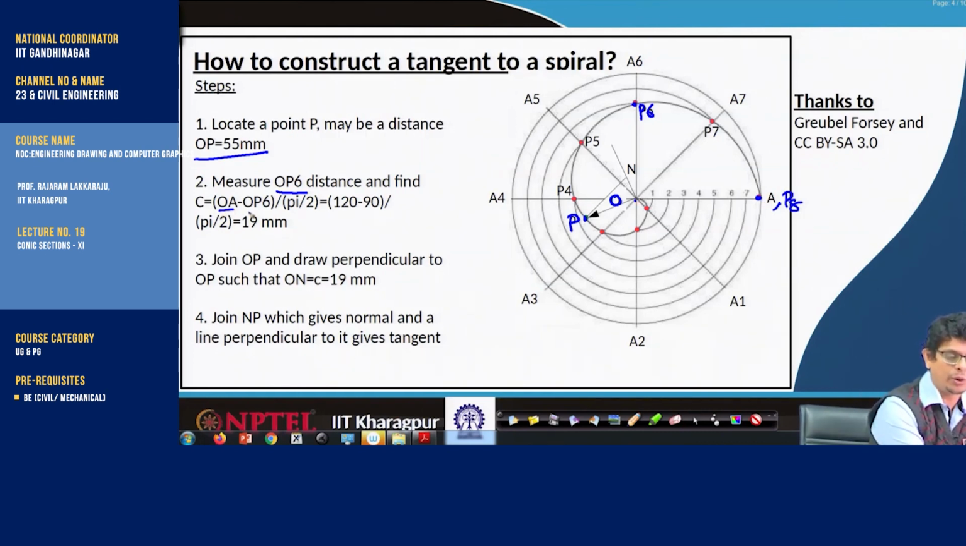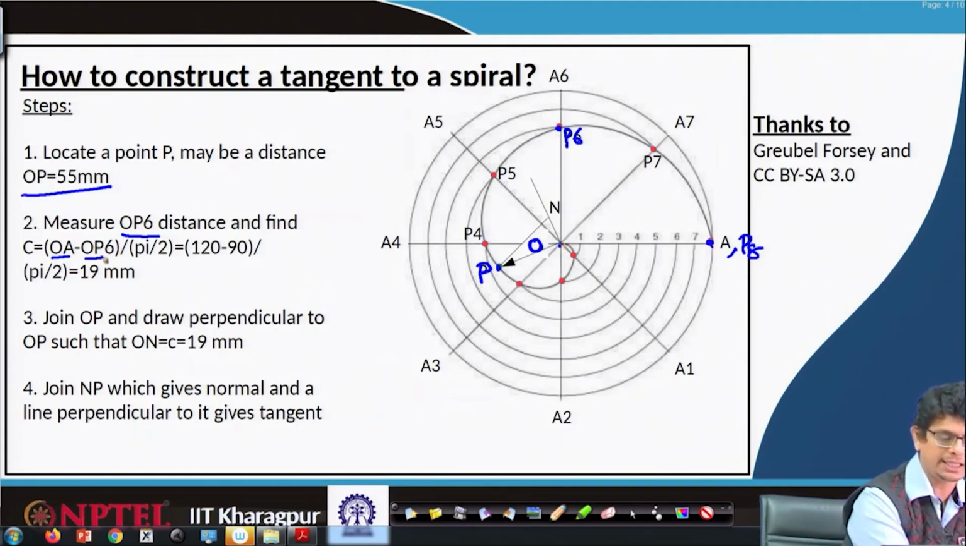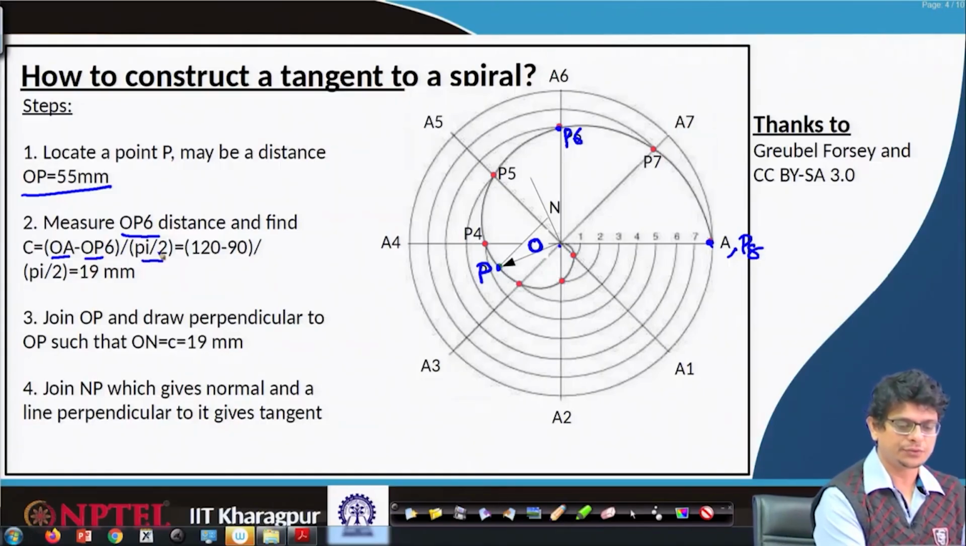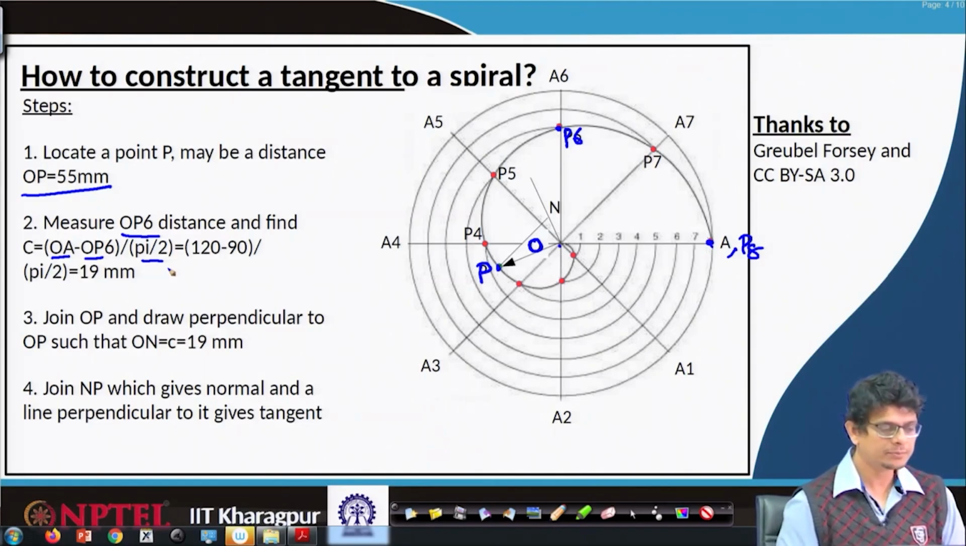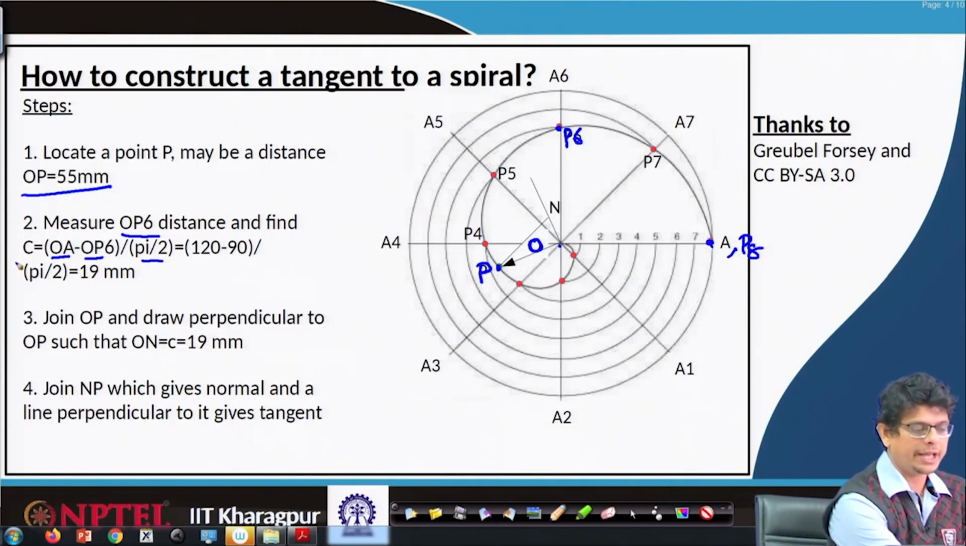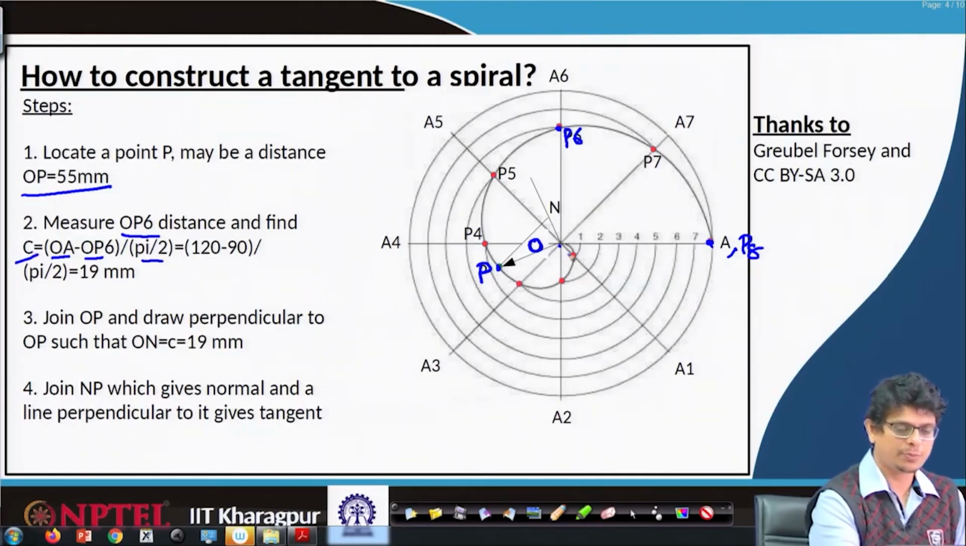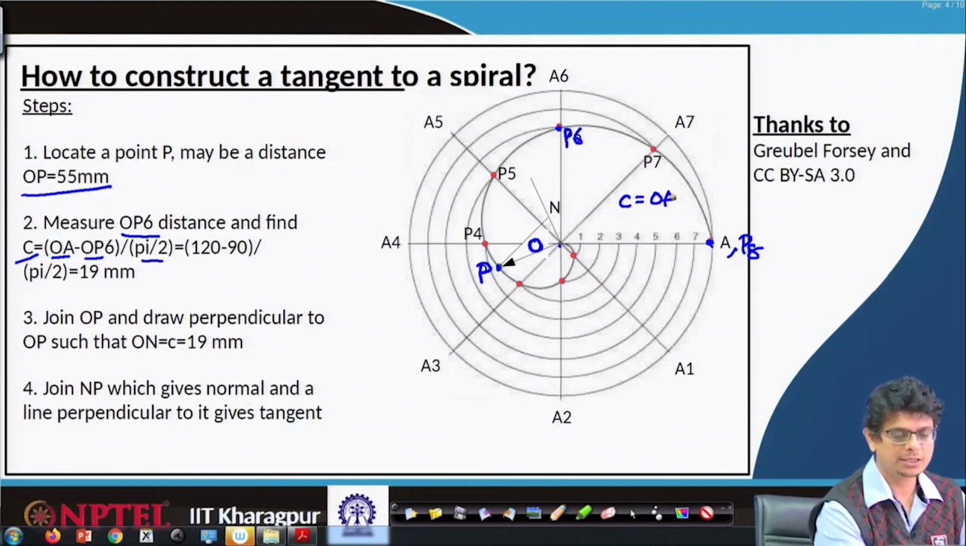So, we will subtract OA minus OP6, O to A minus O to P6, by pi by 2 angle. So, the distance from O to A minus the distance O to P6, covered in 90 degrees, pi by 2 angle, gives us the constant of the curve C. For this spiral, the constant of the curve C is equal to (OA minus OP6) by pi by 2 angle. This will remain the same.